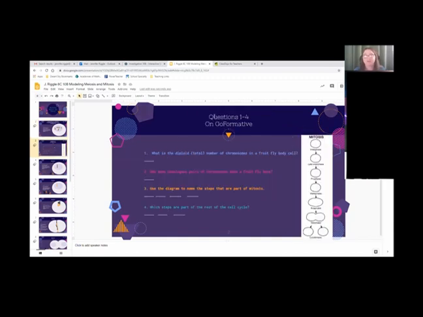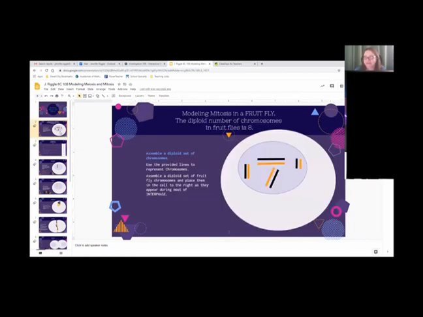So these are the first 4 questions from the lab. What is the diploid or total number of chromosomes in a fruit fly body cell? Go ahead and everybody type into the chat what number it should be. I can go back to slide number 2 if it helps. Diana got it? Yasmin's got it?